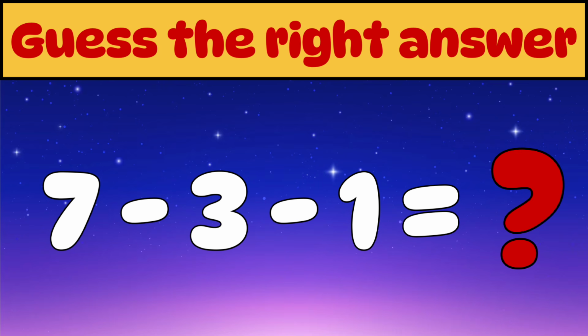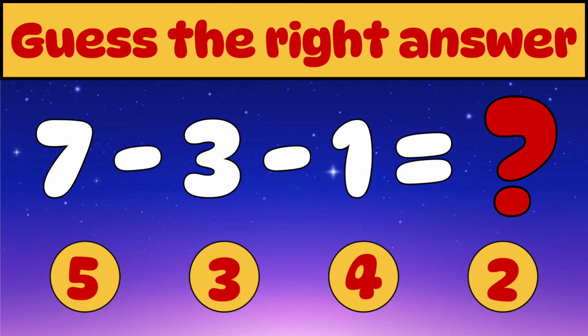Look at the question carefully. 7 minus 3 minus 1 equals. Can you guess the correct answer? Here are the options. 5, 3, 4, maybe 2. Think carefully.